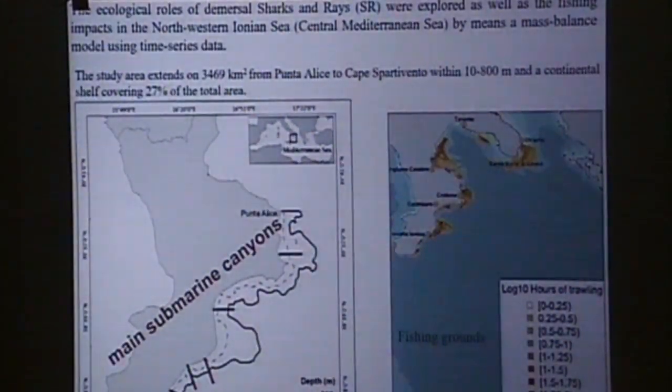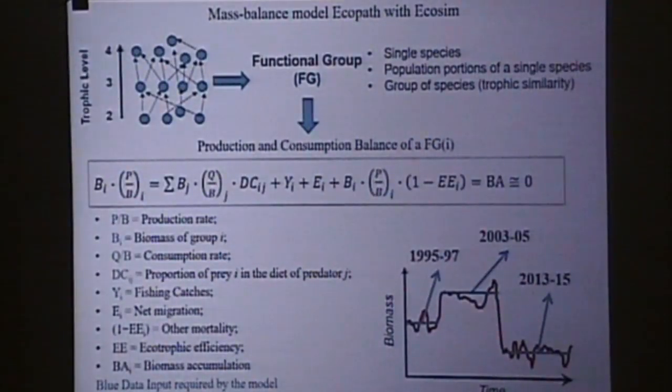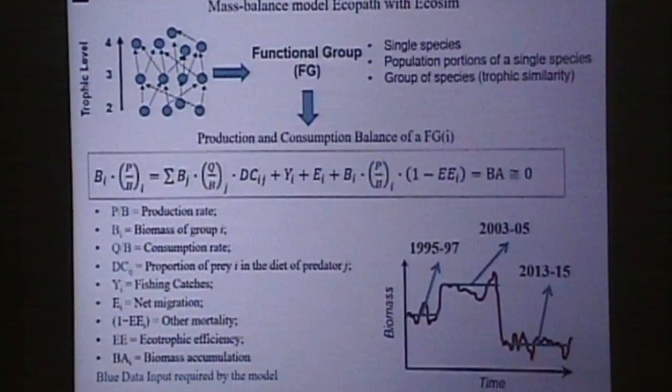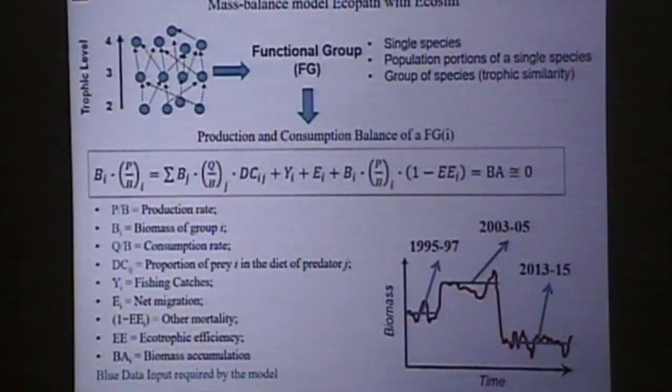The battlegrounds are characterized by the presence of a lot of canyon systems. We are talking about a depth range that is down to 800 meters. Obviously, I don't have sufficient time to enter into the details of the mass balance model, but the standard is EcoPath with EcoSim.